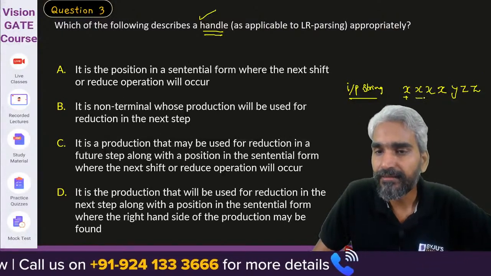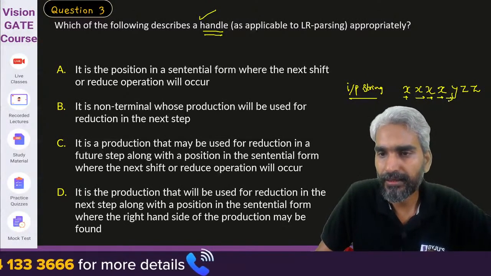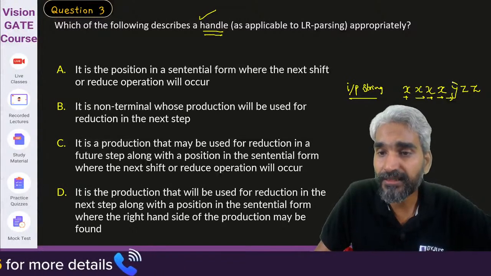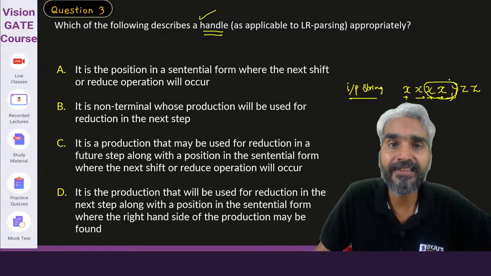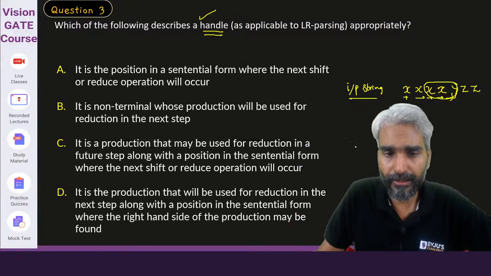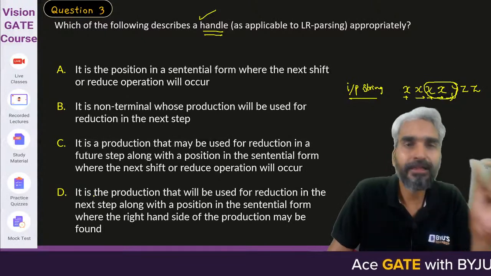So, what do we do? We scan this string from left to right, character by character, and whenever we find something which matches with the complete right hand side of our production, then we will reduce that particular thing into the non-terminal on the left hand side.